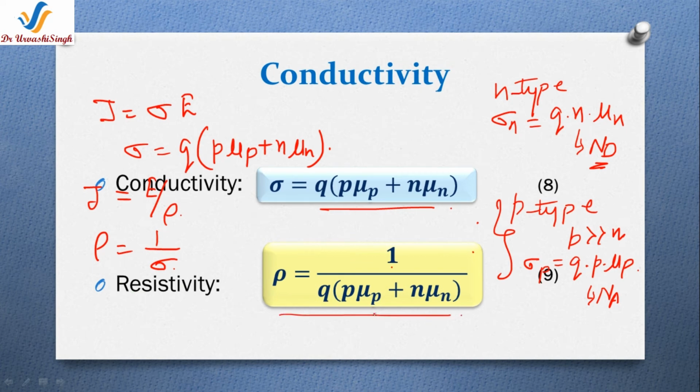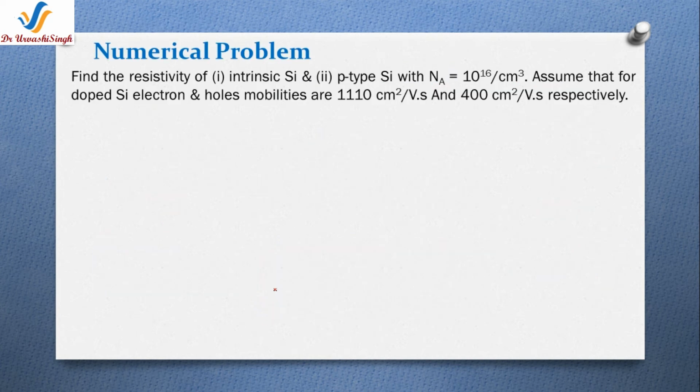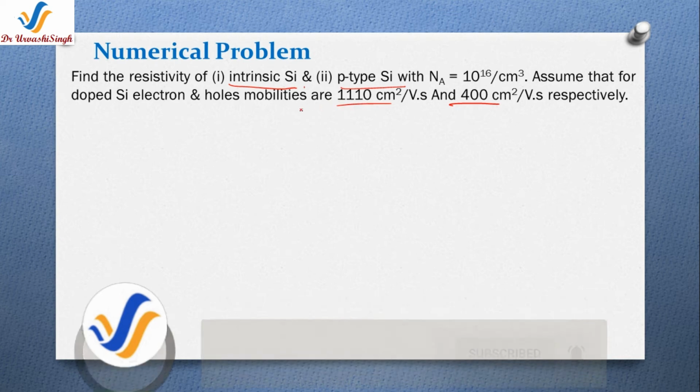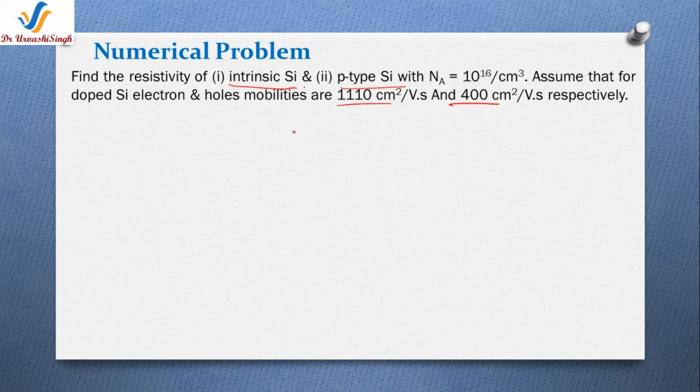Now let's solve a numerical based on these topics. Find the resistivity. The first case is for intrinsic silicon and the second is for p-type silicon. Assume that for doped silicon, electron and hole mobilities are this and this. Students, here you should note the point that for the doped semiconductor, the mobility of the charge carriers will reduce. Can you give me the answer why?